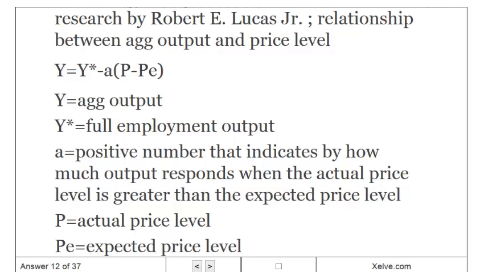Research by Robert E. Lucas Jr. The relationship between aggregate output and price level: Y = Y* + a(P - P^e). Y equals aggregate output. Y* equals full employment output. a equals a positive number that indicates by how much output responds when the actual price level is greater than the expected price level. P equals actual price level. P^e equals expected price level.